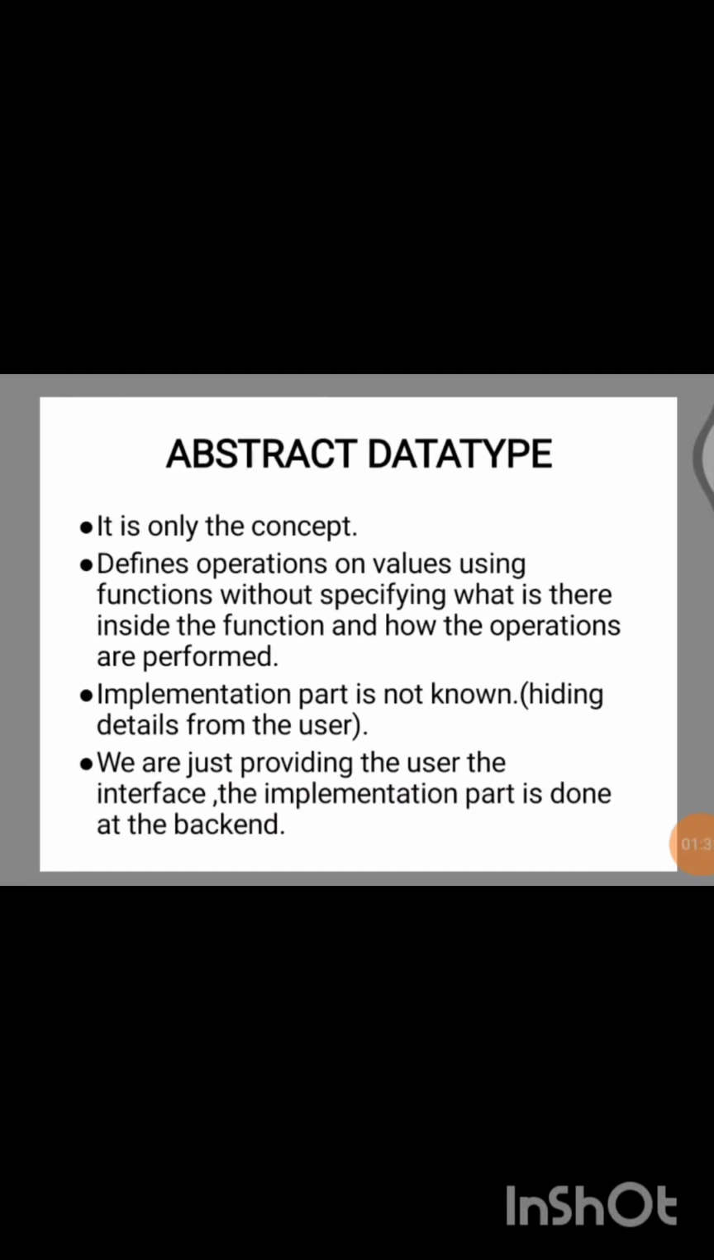So, what is an abstract data type? It is only the concept. It defines operations on values using functions, but without specifying the implementation part. The implementation part has the specification of functions and how the operations need to be performed. These details will be hidden from the user. We just provide the user the interface. The implementation part will take place at the back end.